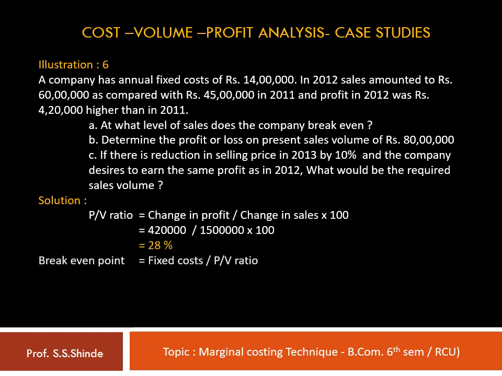Now the break-even point is equal to fixed cost divided by PV ratio. So fixed cost is 14 lakhs as stated, divided by 28%, that is 14 lakhs divided by 0.28. That gives us rupees 50 lakhs as the break-even point, or the break-even sales.